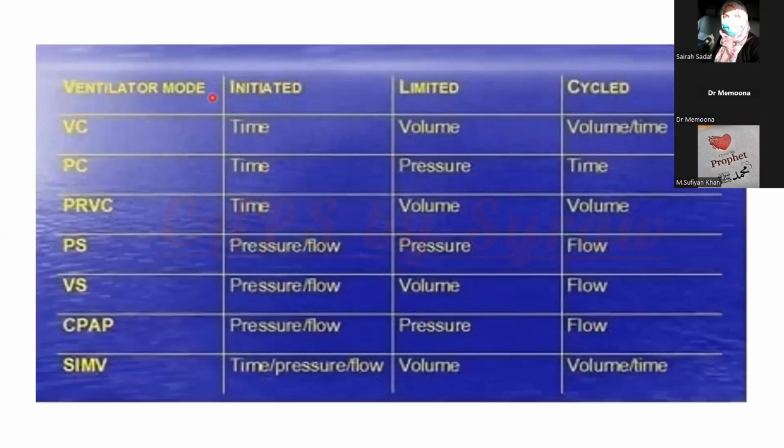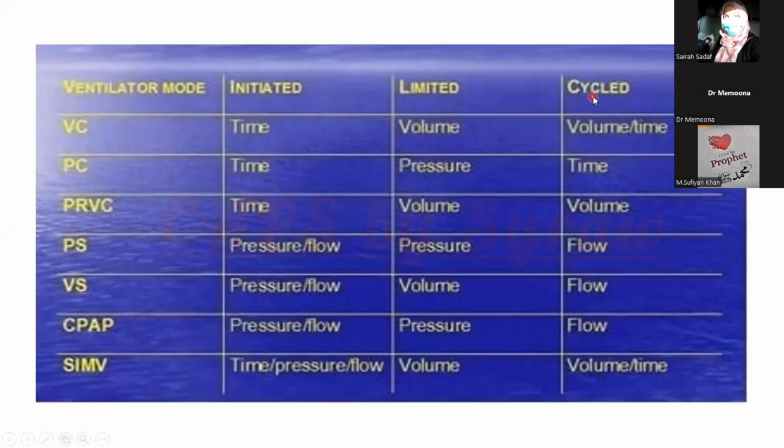So this chart compiles all these concepts. The first three modes, VC, PC, and PRVC, are control modes. We've already said that when a breath is initiated by the ventilator, it will always be time triggered. So you can see that the breath is always initiated according to time in all three of these control modes. Now if the mode is related to volume, like VC and PRVC, it will be limited by the tidal volume that we have set. And if the mode is pressure control, the inspiration will be limited by that pressure.